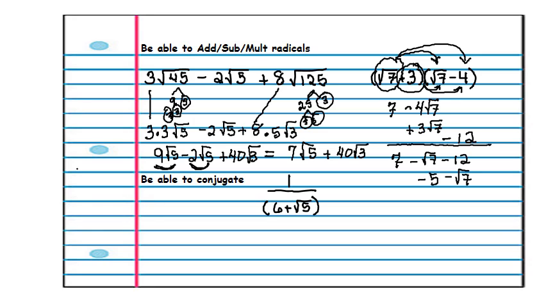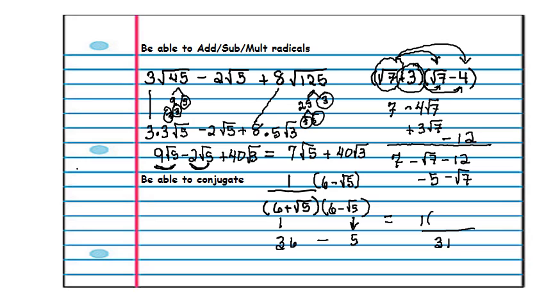Okay, be able to conjugate. That's the difference of two squares. Remember, that gives us a real number. We can't have a radical in the denominator. So we're just going to multiply both by the conjugate. So 6 and 6 is 36. Square root of 5 times square root of 5 is 5, minus sign. Nice and neat. 36 take away 5, so 31.